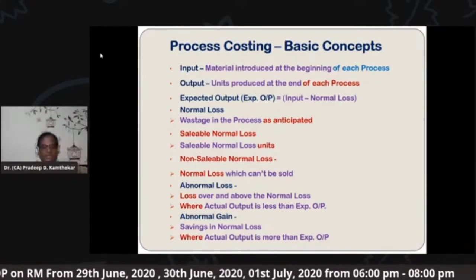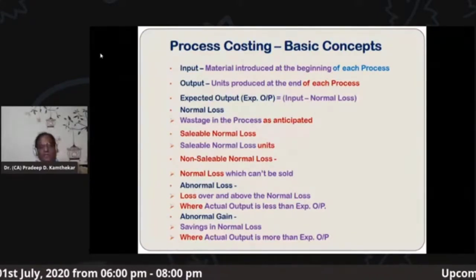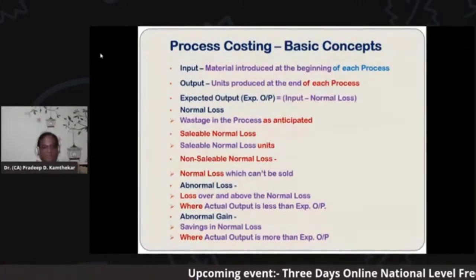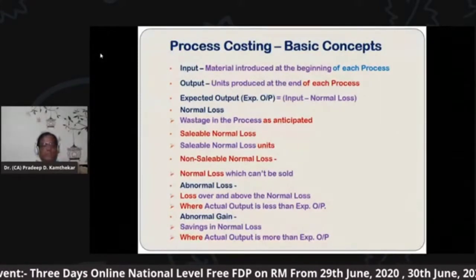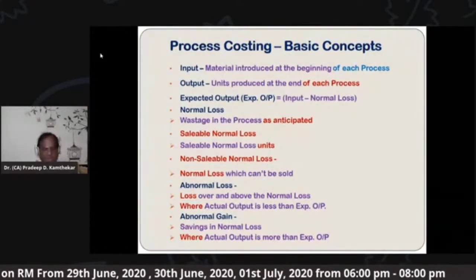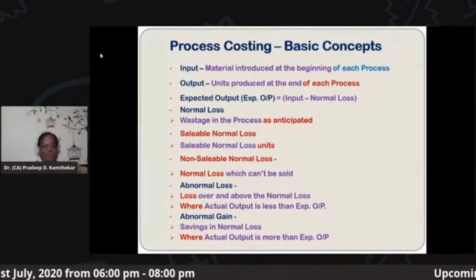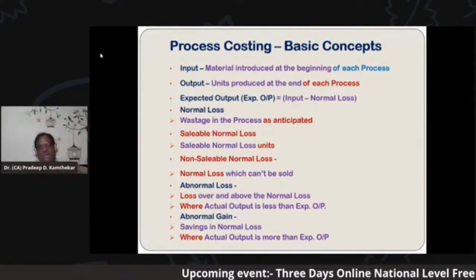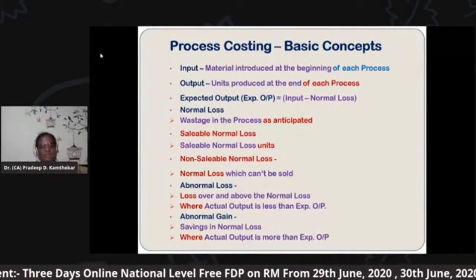Now when that thread is converted into gray cloth, that gray cloth is the input for the bleaching and dyeing process, where that gray cloth is colored and design is given and the way we want that to be for wearing. So input in every process is the material which is introduced at the beginning of the process, without which that process cannot start. Now, output is the actual production of that process, which is either directly transferred to the next process or it is sold from that process in the market.